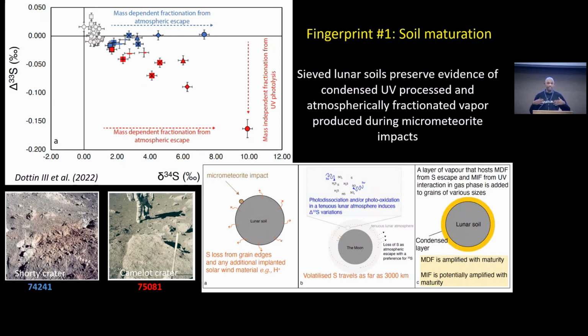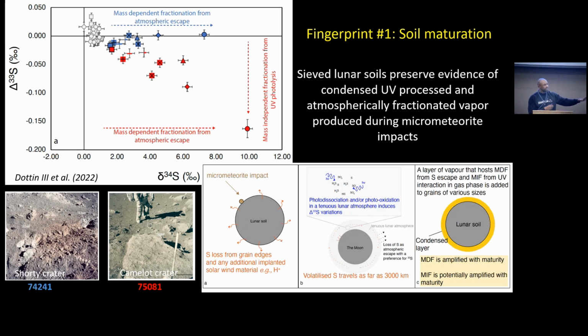And what I would call fingerprint number 1 is this process of soil maturation, where we find that the delta 34S values in lunar soils are strongly fractionated toward positive values that we ultimately attribute to the process of atmospheric escape once a micrometeorite bombards these soils and emits sulfur gas into the atmosphere. But what was even more exciting was that one of the soils, 75081, exhibited strong mass-independent fractionation that we ultimately were able to attribute to the interaction of UV while that sulfur was in the tenuous lunar atmosphere.